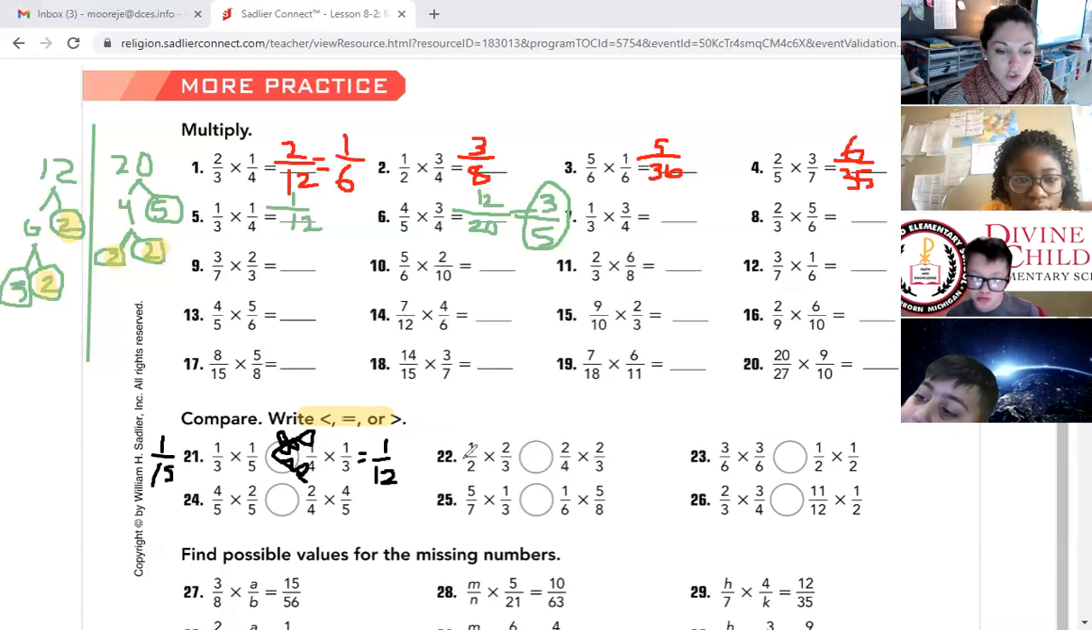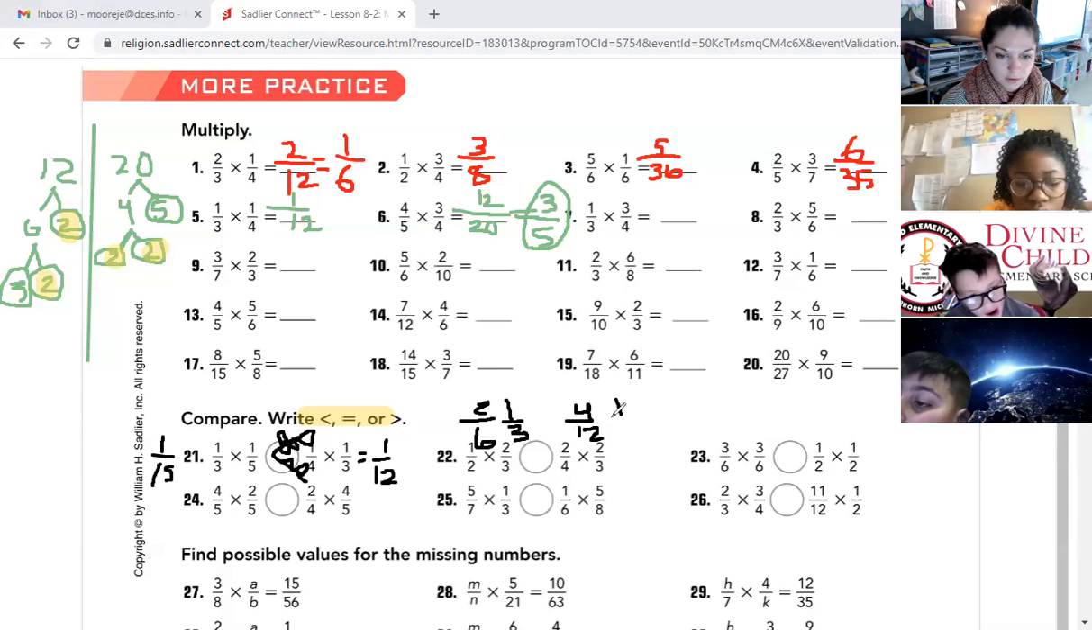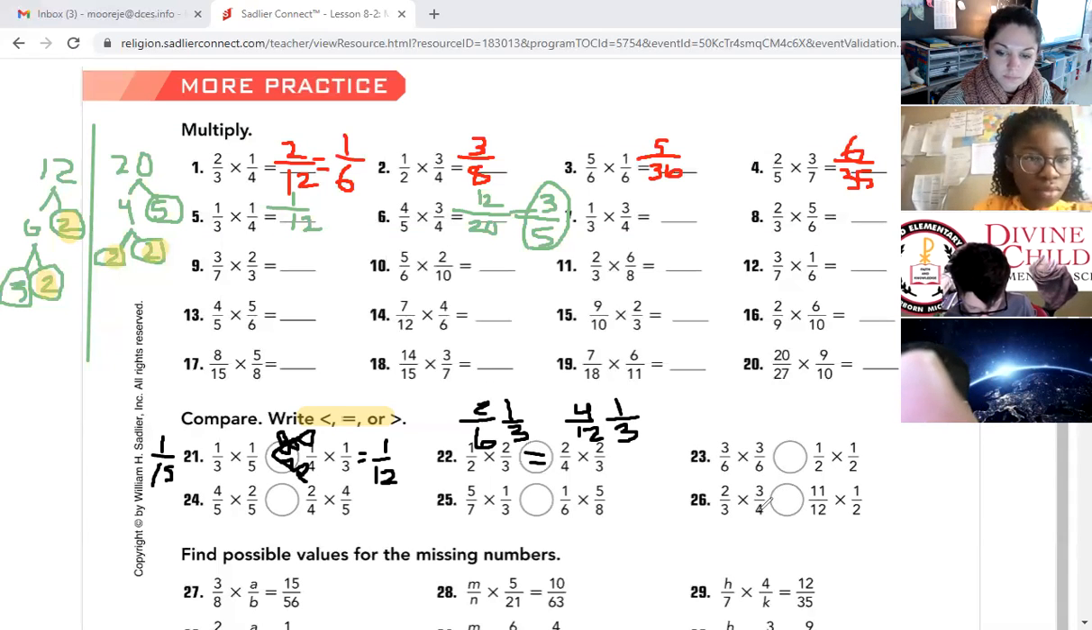All right, what about 2/6? That's this side. 2/6 compared to 4/12. Ooh, they both need to be reduced, don't they? So 2/6 would be 1/3. And wait a minute, 4/12 is 1/3, isn't it? So what symbol do I put between these two? Equals, right? They're exactly equal in value to each other.